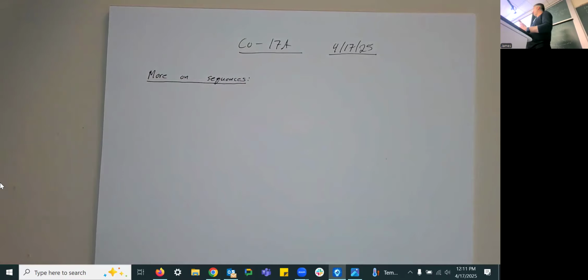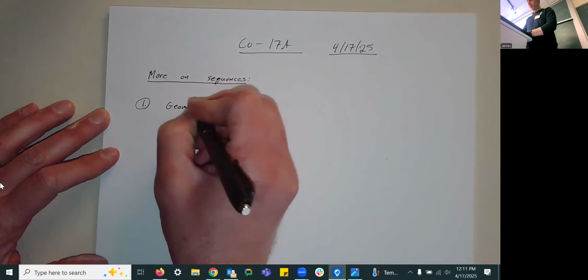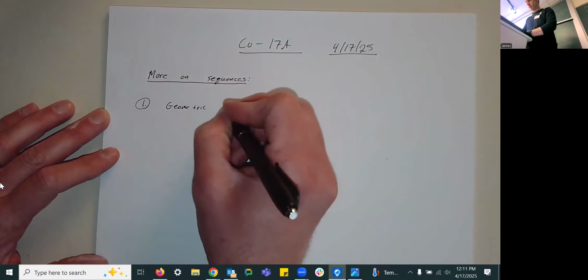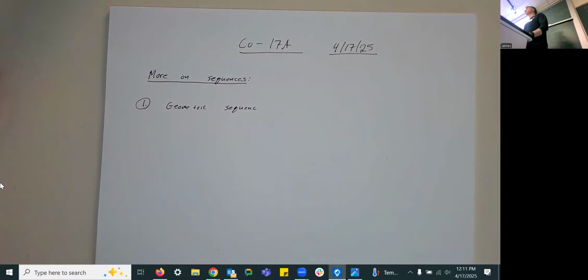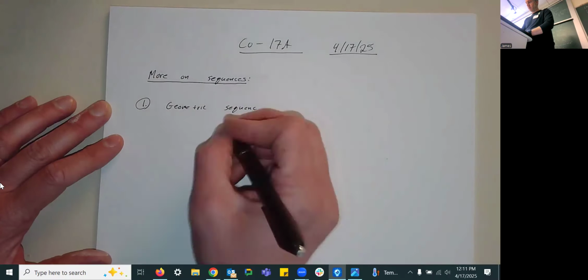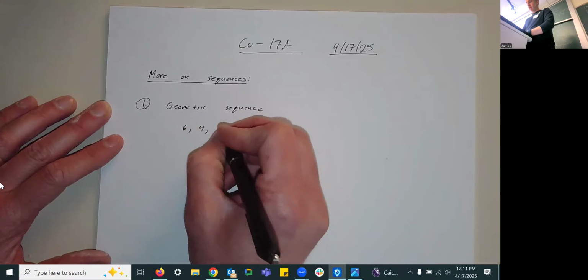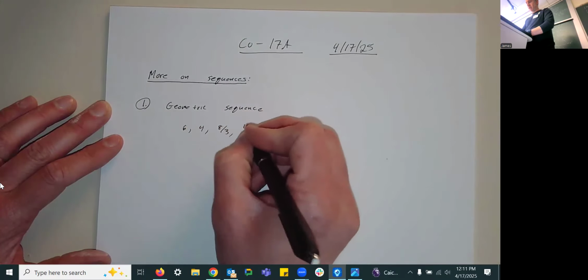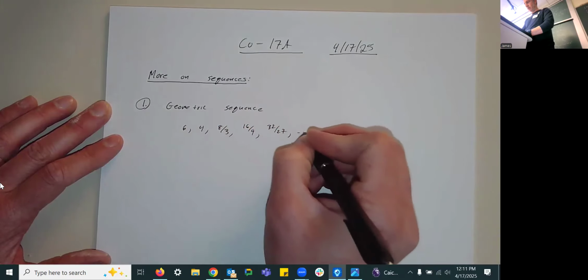So there's two kinds of sequences I want to make you aware of. The first one is called a geometric sequence. Here is an example of a geometric sequence. The terms are 6, 4, 8/3, 16/9, 32/27, etc.